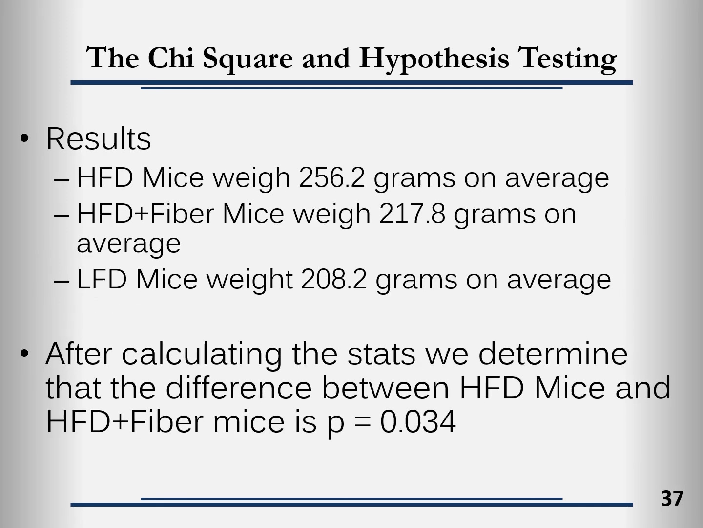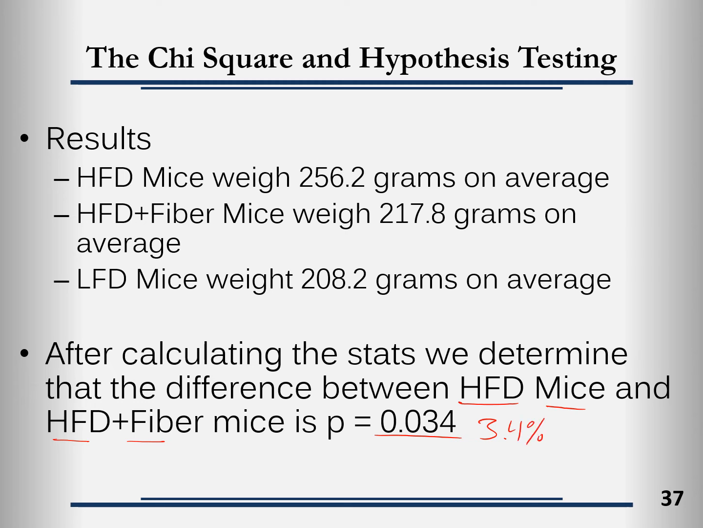We feed them. At the end of the experiment, the high-fat diet mice weigh 256 grams. The low-fat mice weigh 208 grams. And the high-fat plus fiber weigh 217. So if you sit down and you calculate the stats here, the p-value for the difference between the high-fat mice and the high-fat fiber mice is 0.034, or 3.4%.